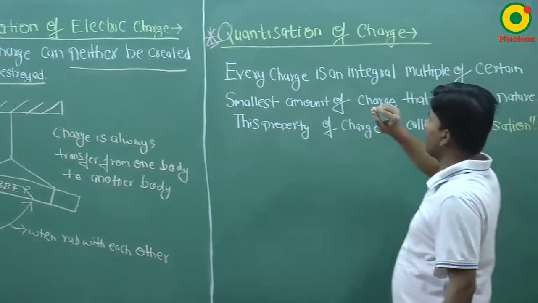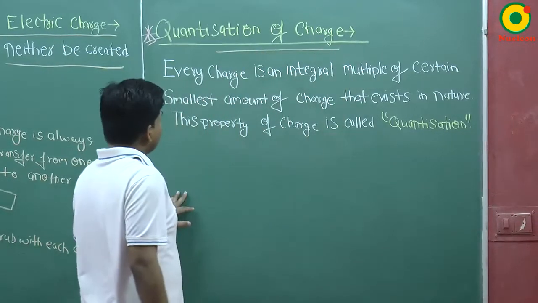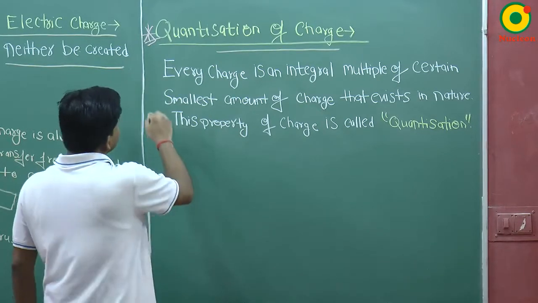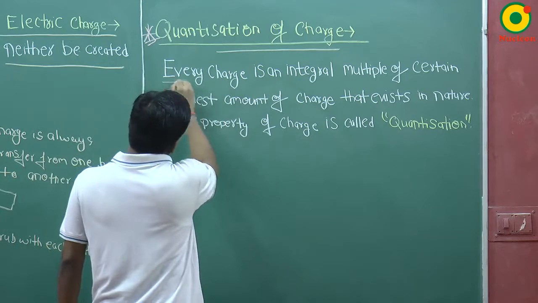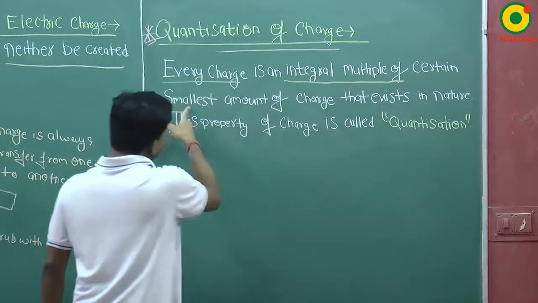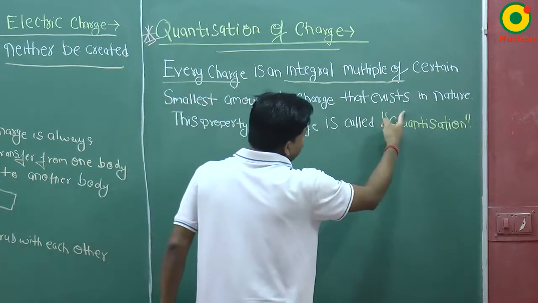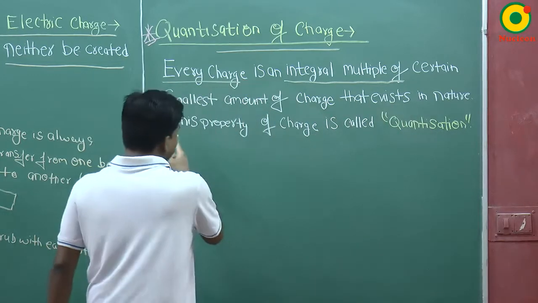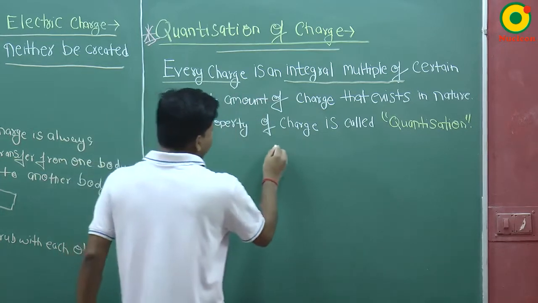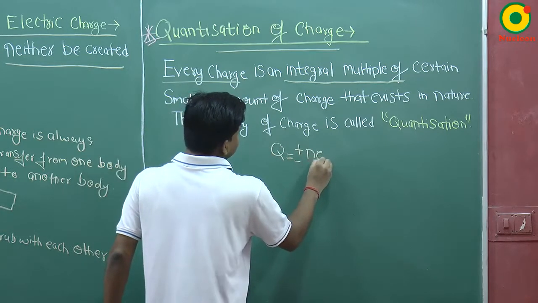Now we are going to discuss the fifth property of electric charge, which is the quantization of charge. Before explaining this property, let's understand what this property says about charge. It says that every charge is an integral multiple of a certain smallest amount of charge, okay, that exists in nature, and this whole property of charge is known as quantization of charge, and you can write it as Q is equal to plus minus NE.